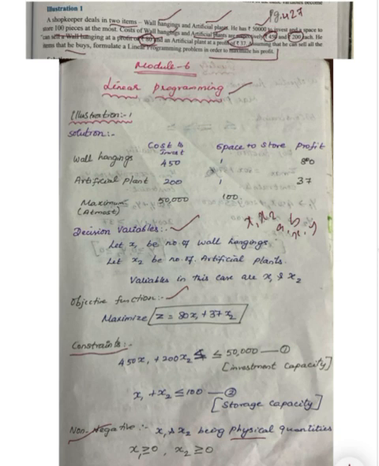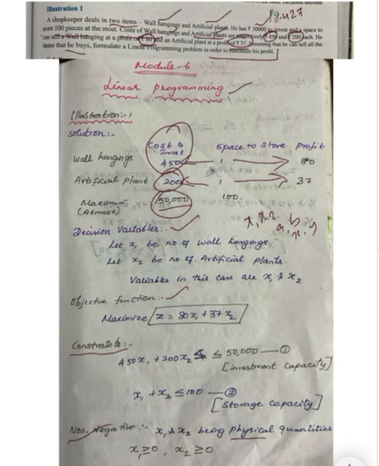In this, how many wall hangings? The cost of the wall hanging is 450, the artificial plant is 200. So one wall hanging costs 450 and one artificial plant costs 200. But he can sell this for a profit of 80 rupees and this for a profit of 37 rupees. And how much can he invest? 50,000 rupees. To buy wall hangings and artificial plants, he can spend money only up to 50,000.